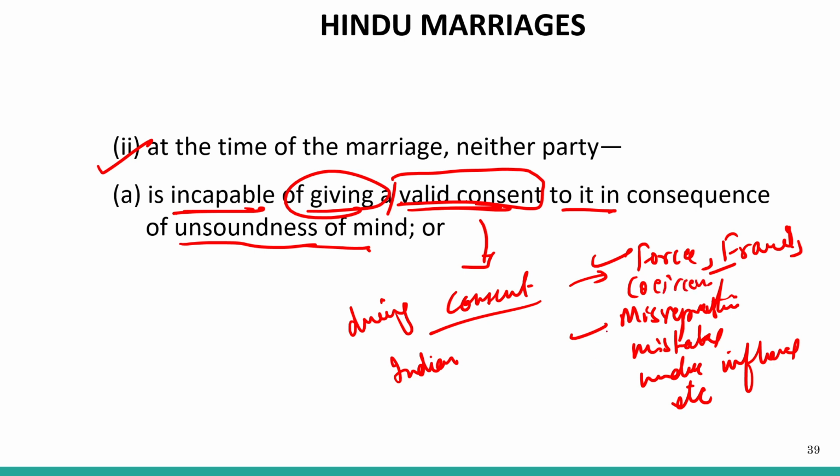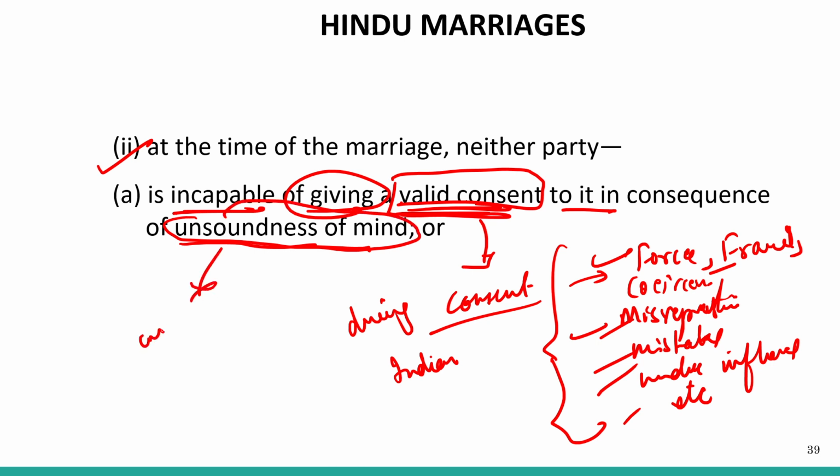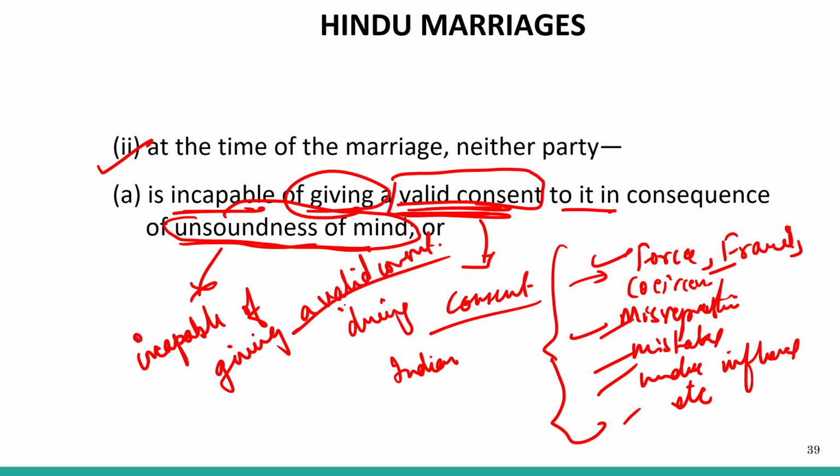What is coercion, what is misrepresentation, what is mistake, what is undue influence. If any of these things are present, then it will not be considered a valid consent. And if a person is of unsound mind, then obviously he is incapable of giving a valid consent. So that consent will not be considered a valid one, since the person is unsound, and that marriage will also not be considered a valid marriage.